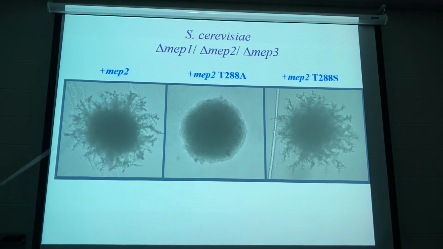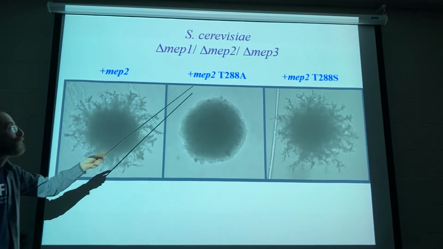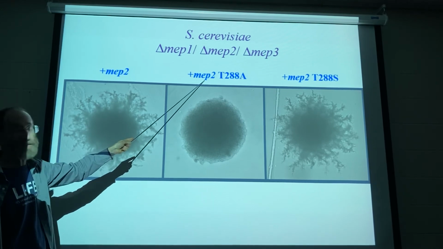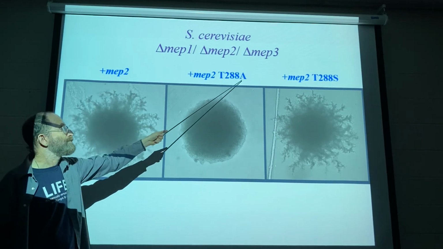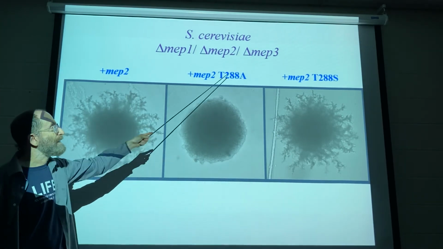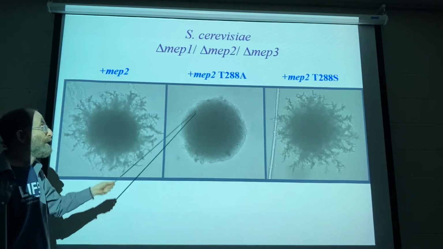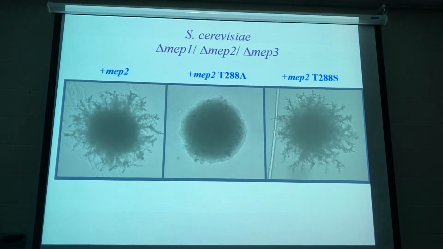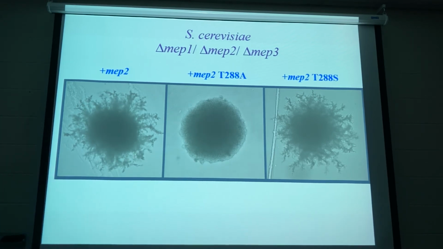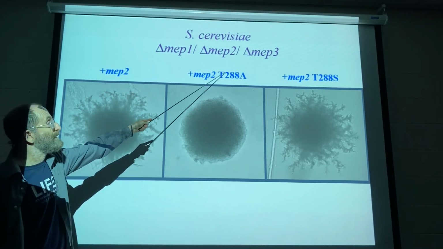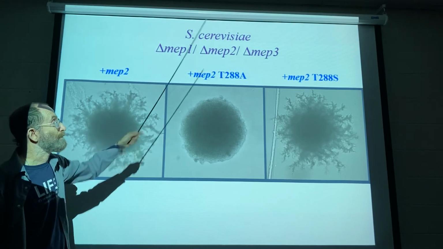If you put in MEP2, remember, not only can they grow on low ammonium, but they filament. If you make a mutation in the yeast ammonium transporter MEP2, from a threonine to an alanine, that cannot be phosphorylated by PKA, what happens to those cells? No fermentation, but they still can grow on low ammonium. So transport has not been affected, but the signaling has been, okay? Suggesting that the ability to be phosphorylated in this position is critical for function.